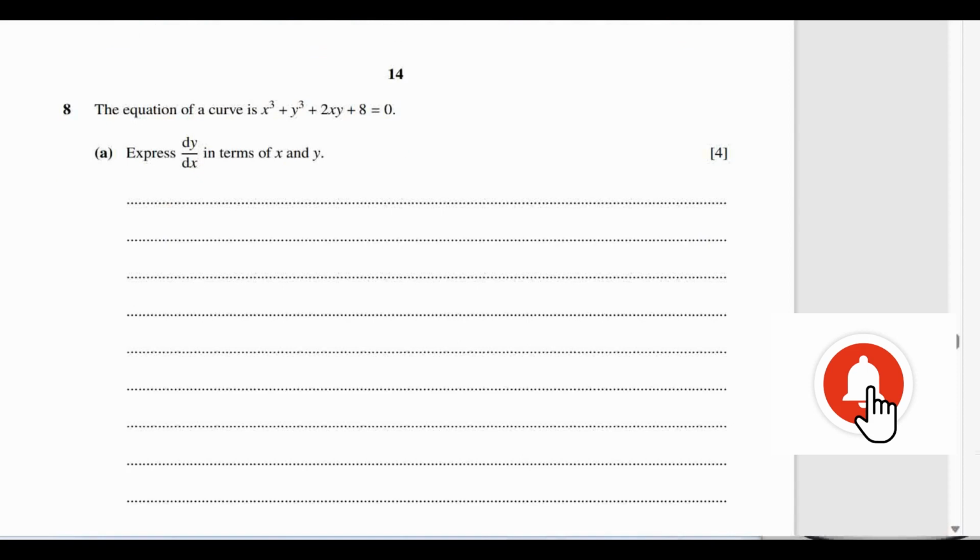Now question number 8 is implicit differentiation. Let me write it over here. Implicit differentiation. Now, implicit differentiation means that when you have x and y both in the equation, so you cannot easily split it, you cannot easily separate it, then it is called implicit differentiation. Now, express dy by dx in terms of x and y. So take the derivative with respect to x.